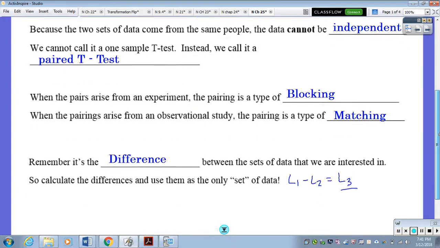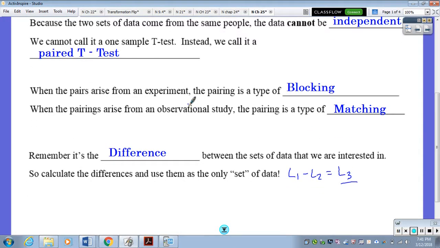Some old vocab from Unit 3. When we pair people together in an experiment, that is called blocking. When we pair people together in an observational study, it's called matching. Again, we are focused on the differences between the sets of data. So what that's going to end up looking like is we're going to do list 1 minus list 2, storing it in list 3, and then focusing all of our attention on that list 3.